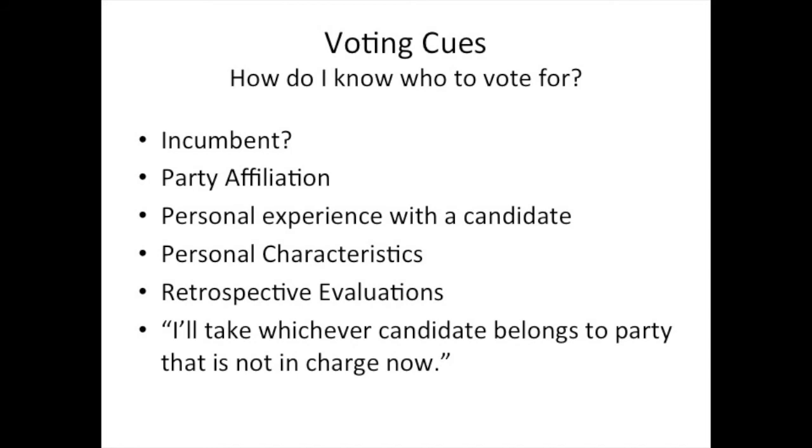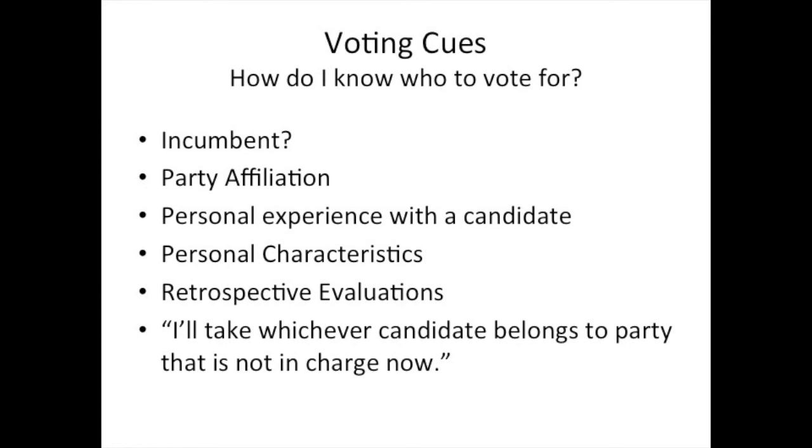Third, it could be really personal. This cue is some sort of interaction or good experience that you've had with a candidate. So maybe the person you're voting for has helped you get assistance from a government agency. Maybe they've gotten your favorite community center federal funds to rebuild a better facility. In that case, because they were really nice to you, you return the favor by giving them your vote.